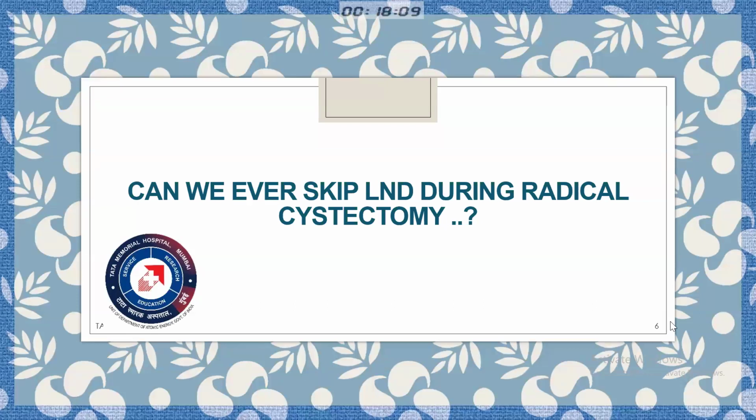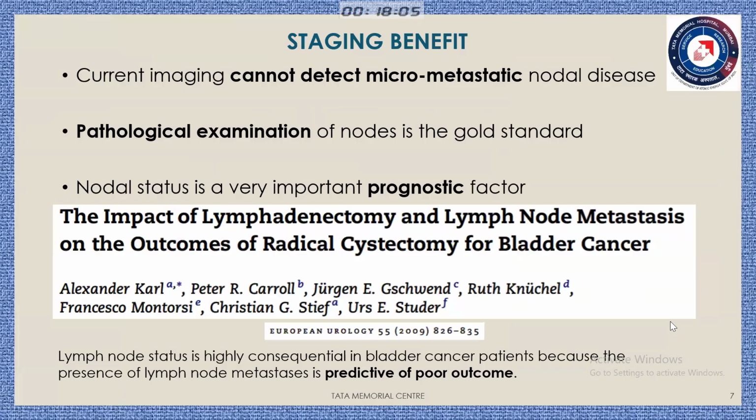So coming to the first question, can lymph node dissection be skipped? There have been numerous studies which show that preoperative imaging has a sensitivity of only 52% to detect nodal metastasis. So this micrometastatic nodal disease cannot be detected, and it has to be ruled out only by a pathological examination, showing that lymph node dissection should be done.